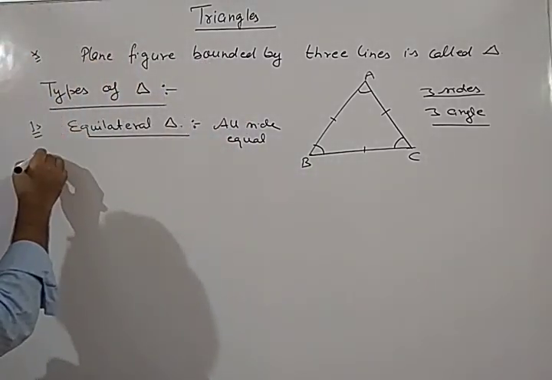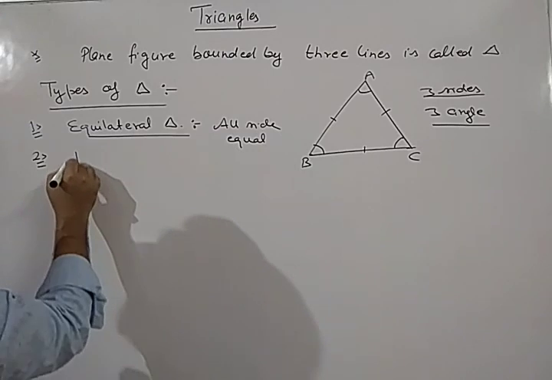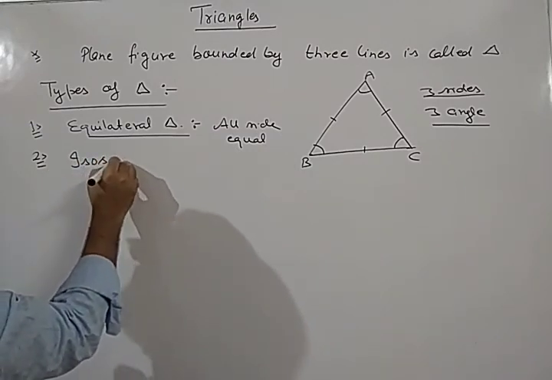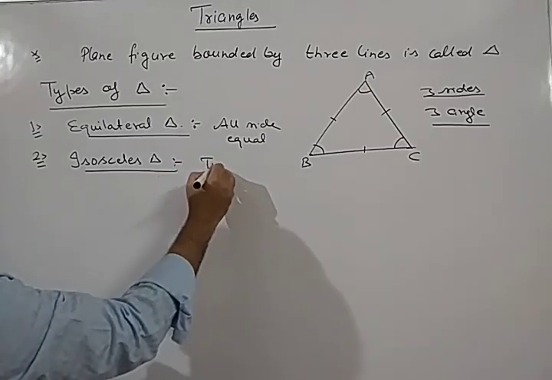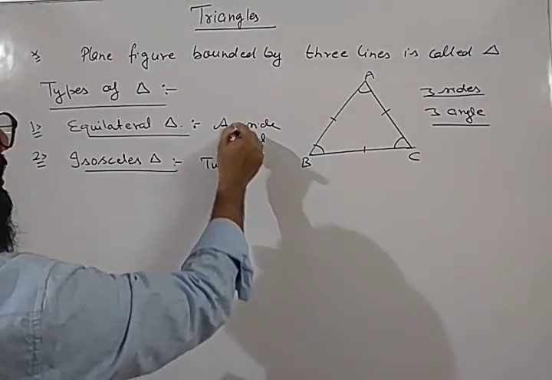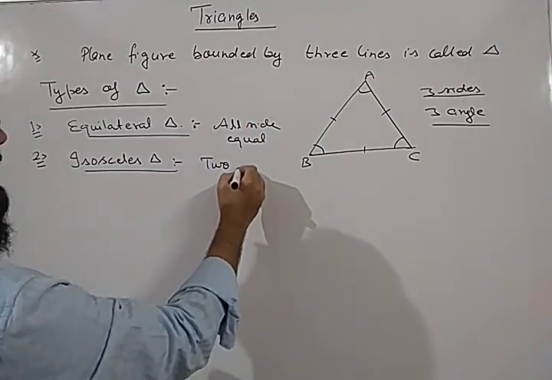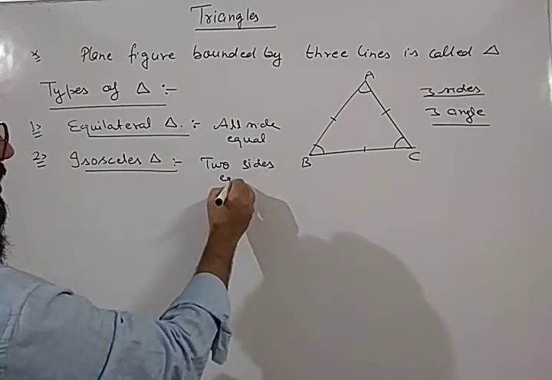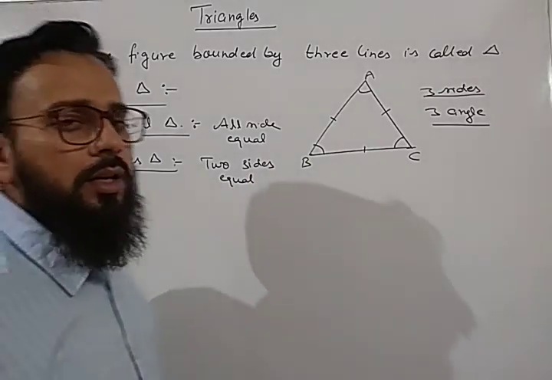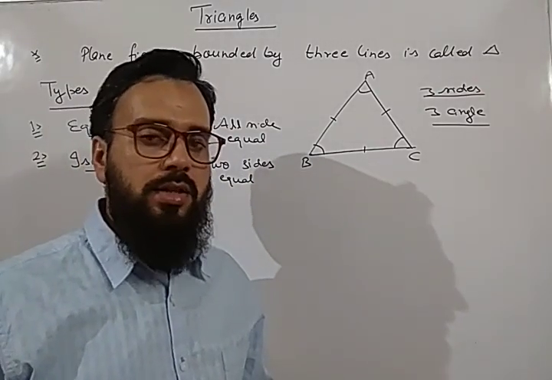Then the second triangle you have studied is isosceles triangle. So what is isosceles triangle? In which two sides are equal. In the previous triangle all the sides are equal. In isosceles triangle two sides are equal. Any two sides may be equal. So such a triangle will be known as isosceles triangle.